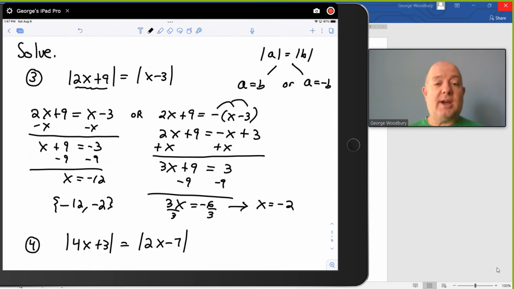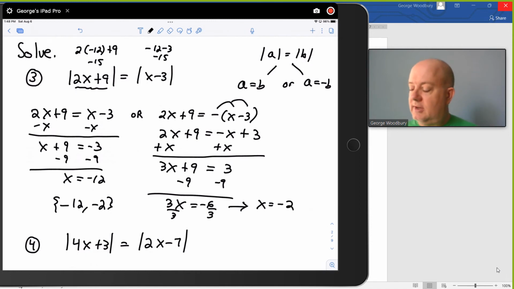A quick check of these. Let's start with negative 12. 2 times negative 12 plus 9, that is negative 24 plus 9, or negative 15. Negative 12 minus 3, that's also negative 15. And the absolute value of negative 15 on each side equals positive 15. So that checks.